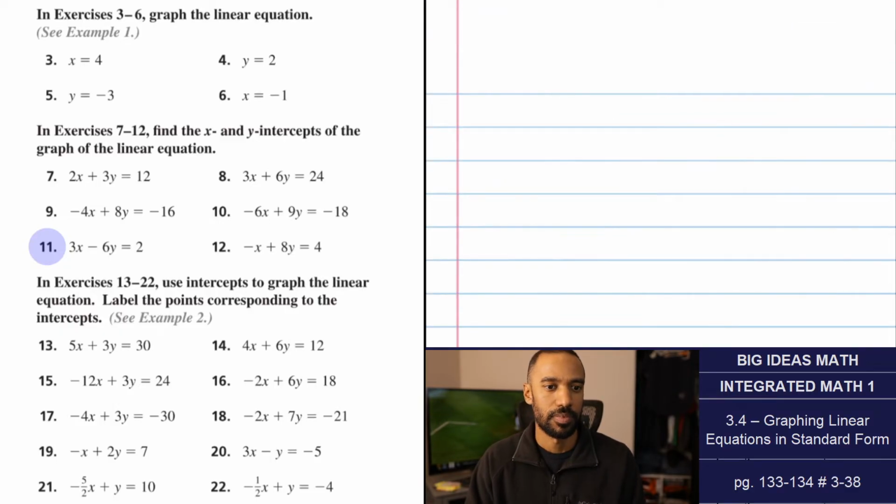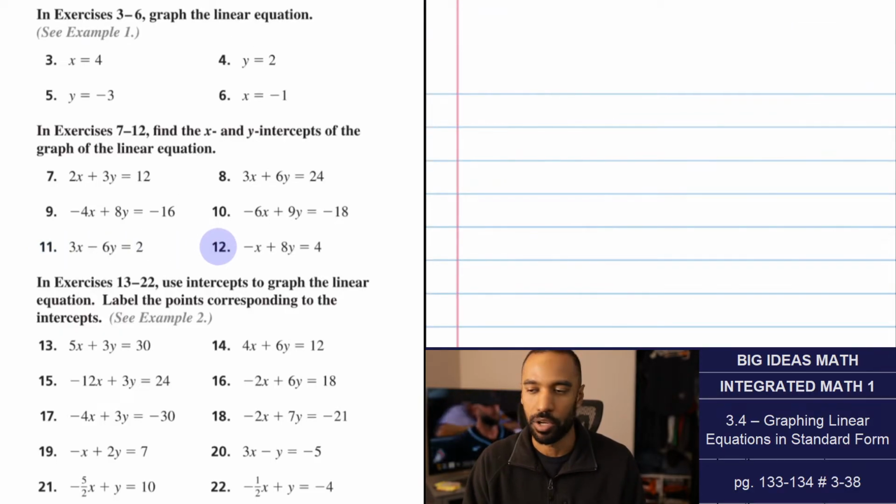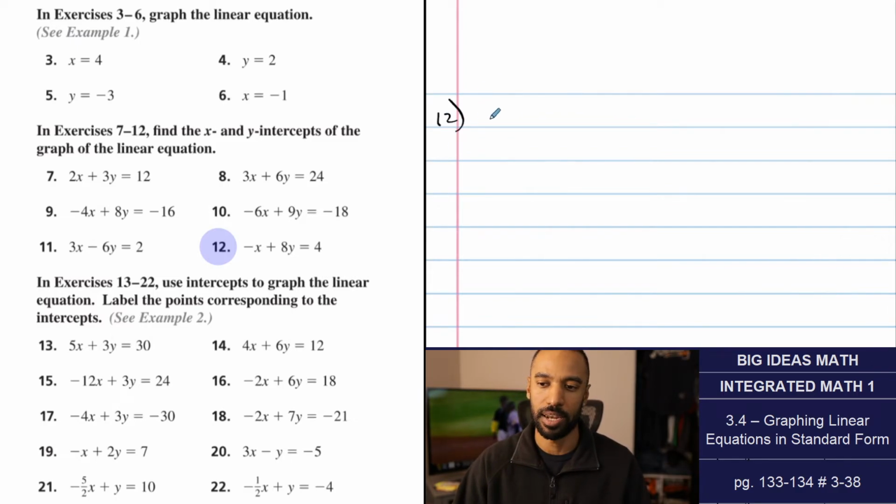Okay, number 12. Negative x plus 8y equals 4. So it doesn't have the same confusion with the negative y kind of thing, but x is negative.